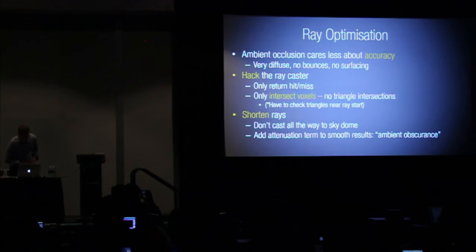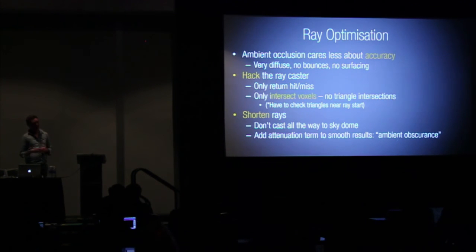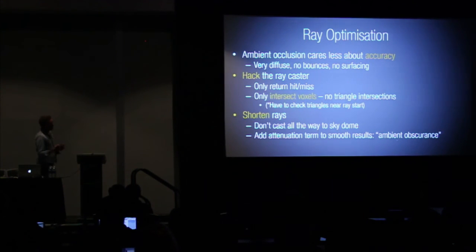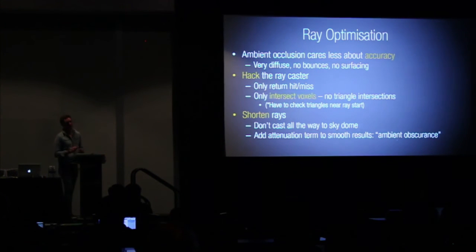So, optimizing ambient occlusion rays. Ambient occlusion, as I said, doesn't care that much about accuracy because the result's so diffuse and it's not really looking at the surface. So we can start messing with the raycaster to cut bits out, make it less accurate but still good enough. For one thing, we only need to return hit and miss. We don't need to return any proper values. And we can cut out the triangle tests, so we only intersect triangles very, very close to the surface we're casting from. As we get further away, we just test voxels. So that's a simple step to speed it up.